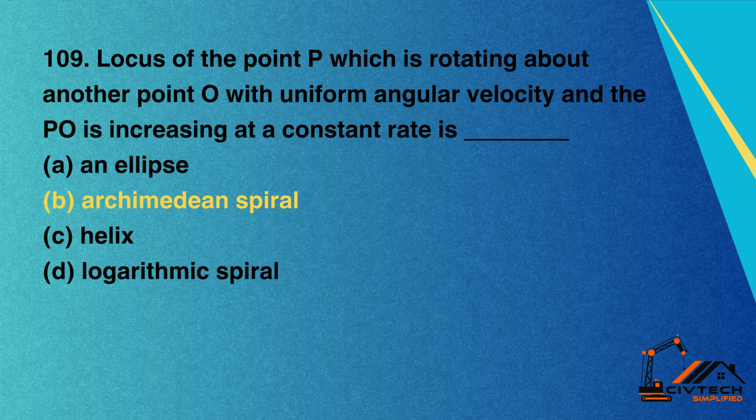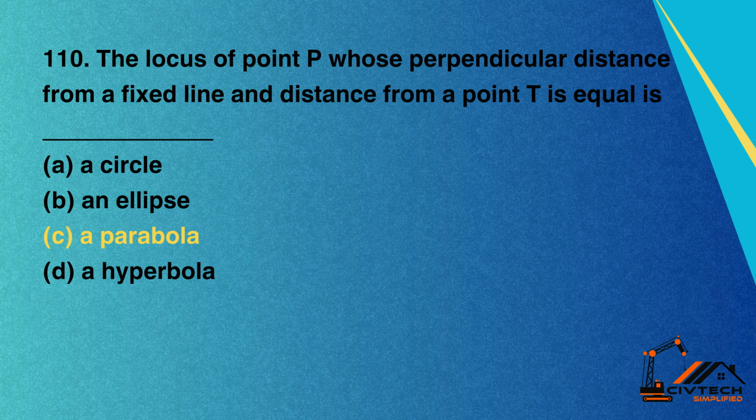109. Locus of the point P which is rotating about another point O with uniform angular velocity, and the PO is increasing at a constant rate, is: A. An ellipse. B. Archimedean spiral. C. Helix. D. Logarithmic spiral. Correct option: B. Archimedean spiral.